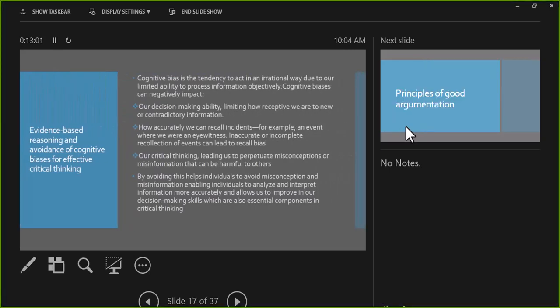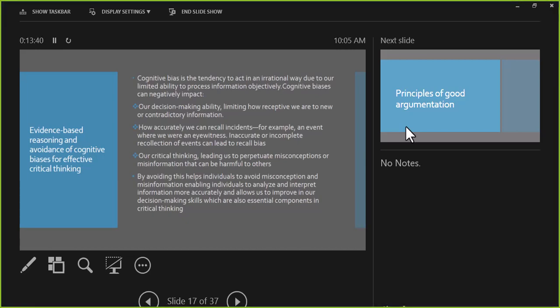And there is also cognitive bias, which is the tendency to act in an irrational way due to our limited ability to process information objectively. It doesn't necessarily impact us negatively, but it definitely can negatively impact our decision-making skills, how we accurately recall incidents, our critical thinking skills, as well as our relationships with other people. Mainly, we're talking about critical thinking skills, where it can lead us to perpetuate misconceptions and misinformation that can be harmful to others. It simply misleads us from the topic at hand.